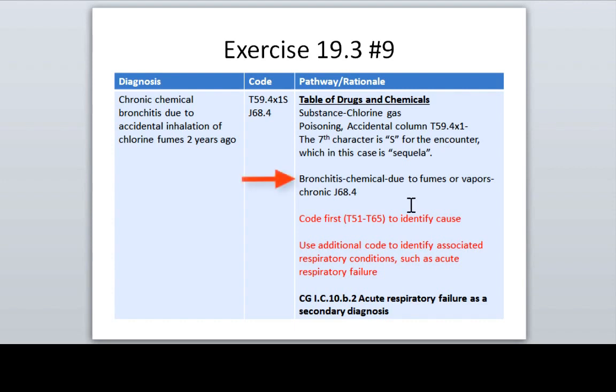Then here's your bronchitis code due to fumes or vapors, chronic. And you see when you look up your J68.4 code, there is a code first, the T code, to identify the cause. That helps us know how to sequence these. And then there's an additional code to identify any associated respiratory conditions such as acute respiratory failure. That's not talked about in this scenario. So we would only code that T code for the accidental poisoning and then the chronic chemical bronchitis. And there is a guideline, acute respiratory failure as a secondary diagnosis, which you would need to review.